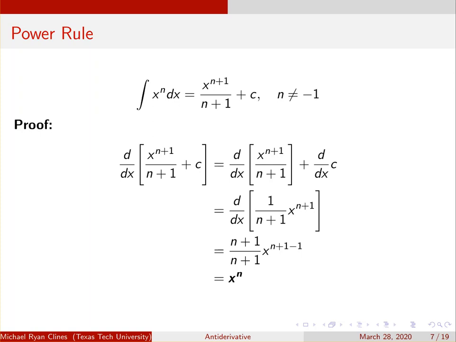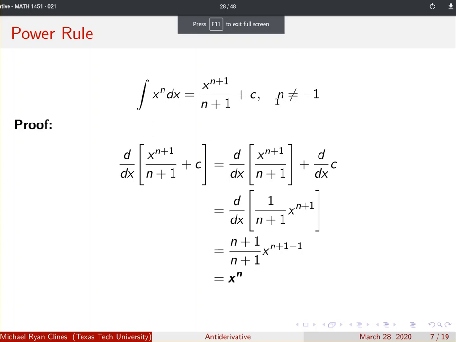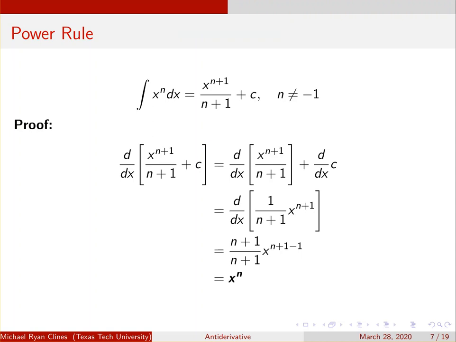Now, there's one other thing that I haven't really mentioned on this slide that we need to talk about. I have not really mentioned why at the top here we excluded the case where n is equal to negative 1. So we do not have the integral of x to the negative 1. Take a second and think, if I had n equal to negative 1, what about this would break? Well, take negative 1, plug it into the right-hand side. You get x to the negative 1 plus 1 over negative 1 plus 1 plus c. What's negative 1 plus 1? Last time I checked, it was 0.